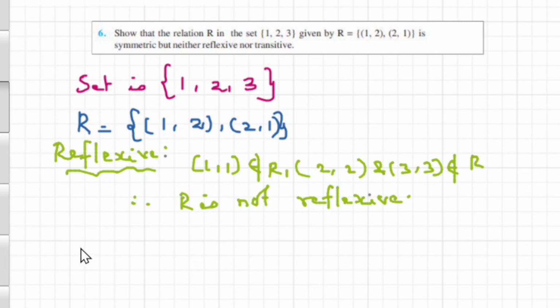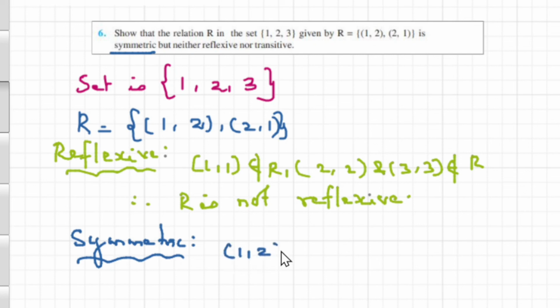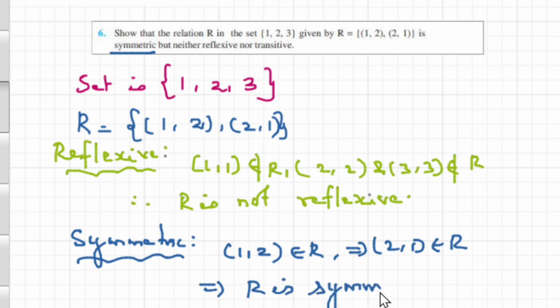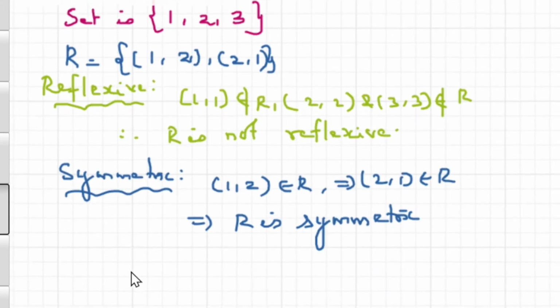And the second one, here we are going to take symmetric. In symmetric, we have to check the ordered pair 1 comma 2, that is A comma B. So 1 comma 2 belongs to R, and similarly 2 comma 1 also belongs to R. So therefore R is symmetric. In the ordered pairs, we have both 1 comma 2 and 2 comma 1, so it is symmetric.